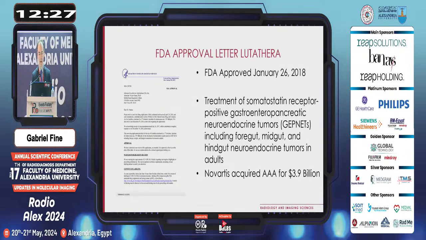So the FDA decided to approve it. Novartis bought this for quite a bit of money, and we've treated many patients who are still alive after having received this many years ago now.